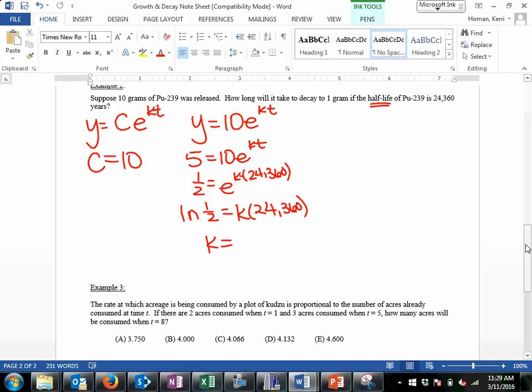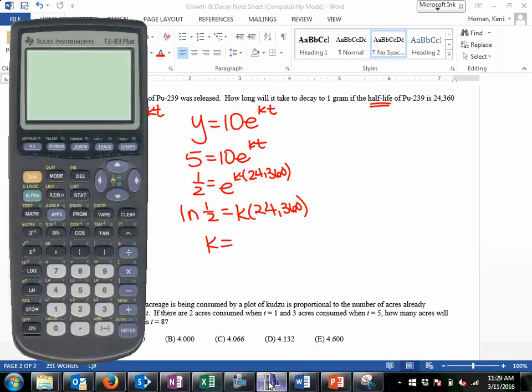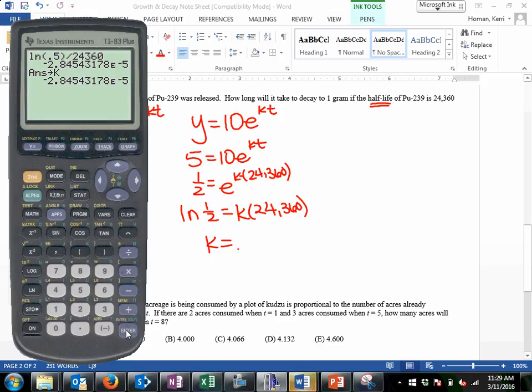So our k value is the natural log of 1/2 divided by 24,360. That's very small, so I'm going to store it in the calculator as alpha K. So it's negative point.